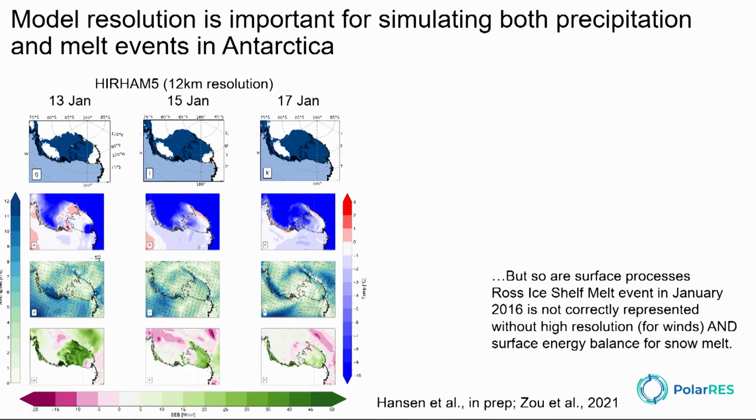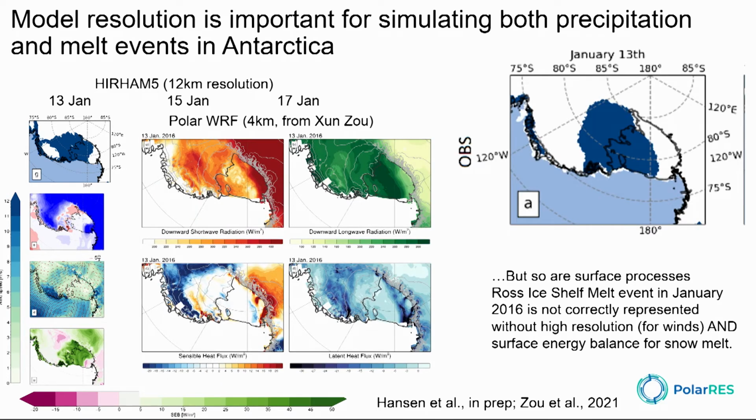It turns out to be really important also for melt events. Now, obviously, melt events are not a huge concern at the moment, but this is an event on the 15th of January 2016, where we had winds coming through, bringing a sort of firn melting over the Ross ice shelf here. And we can semi-resolve it at 12 kilometers. We don't even see it at 50 kilometers.